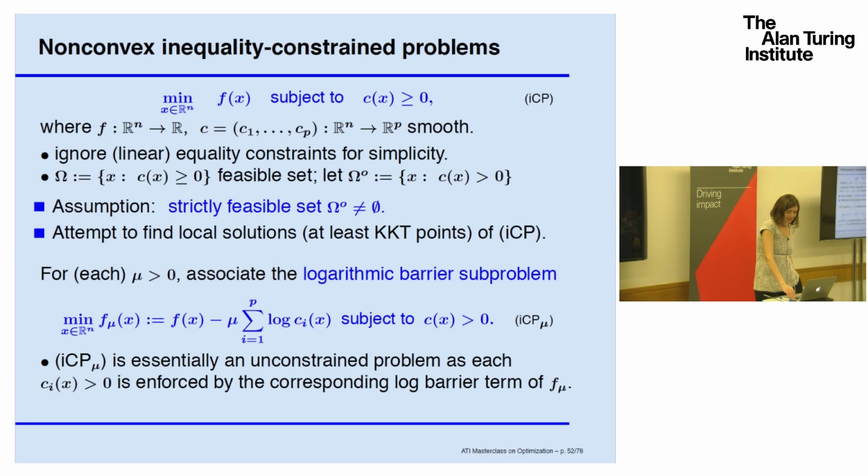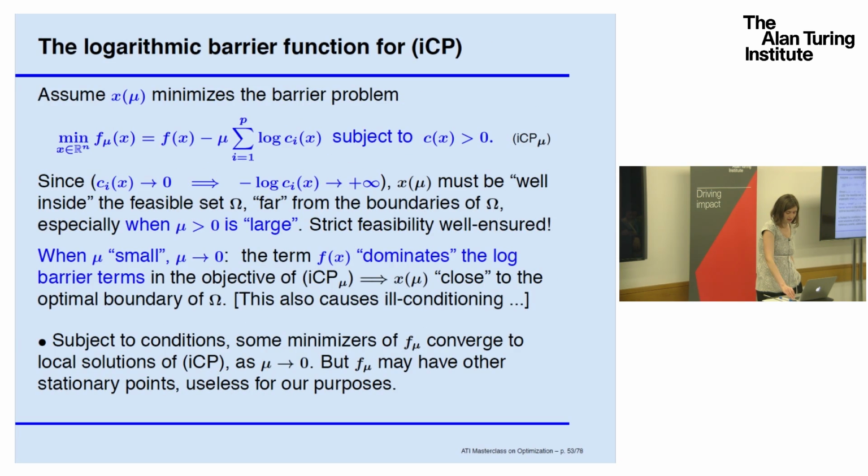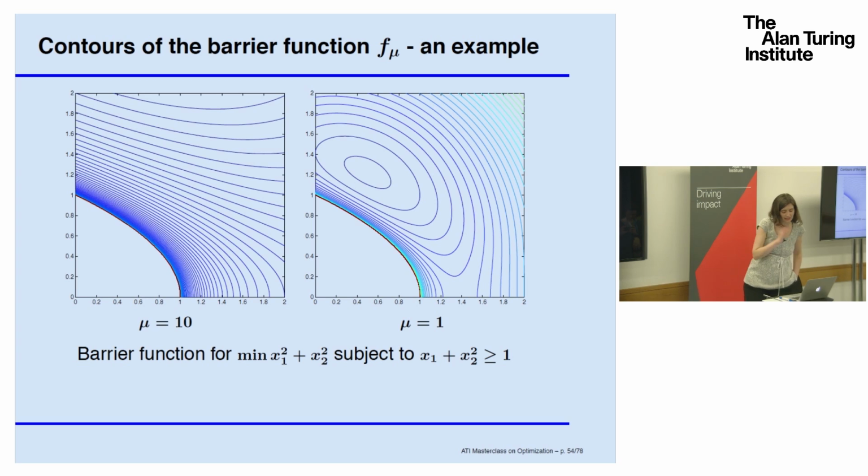So that's the idea of these barrier methods or interior point methods. Stay strictly feasible to avoid the combinatorial aspect. This is what I've explained. Of course, we may have spurious solutions. But let's look at an example.